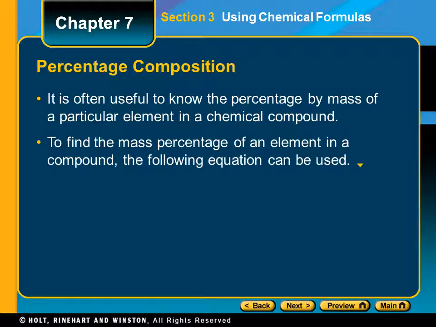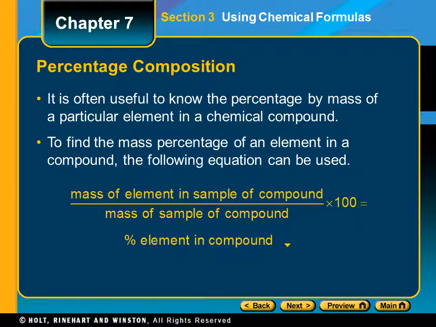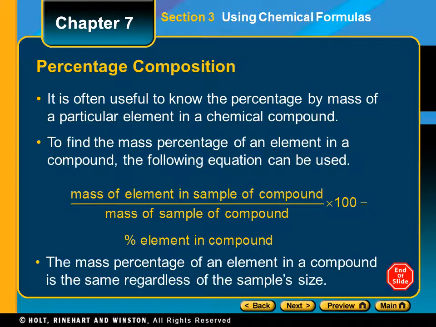To find the mass percentage of an element in a compound, the following equation can be used. Mass of element in the sample of compound divided by mass of sample compound times 100 gives you percent element in compound. The mass percentage of an element in a compound is the same regardless of the sample size, because you're figuring out percentage. So it doesn't matter if you got 100 or if you got 500, the percentage should always be the same.